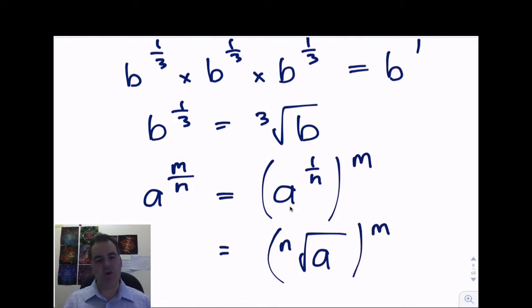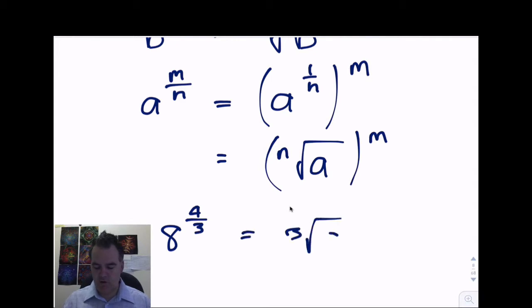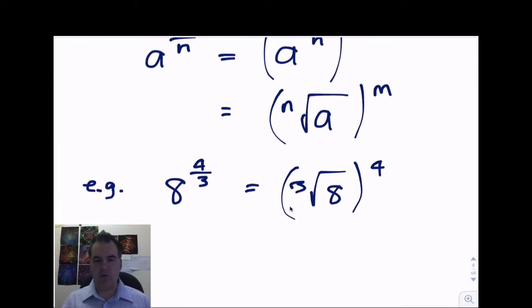And it doesn't matter which order you do those in. So if you go a to the power of m and then the nth root, it wouldn't matter which order you did those in. So for example, 8 to the 4 over 3 is the cube root of 8 to the power of 4. Of course, when you're doing these on a calculator, you don't know what 8 to the power of 4 is, so it's much easier to do the cube root first. The cube root of 8 is 2. 2 to the power of 4 is 16. So that's what we mean by a fractional index there.